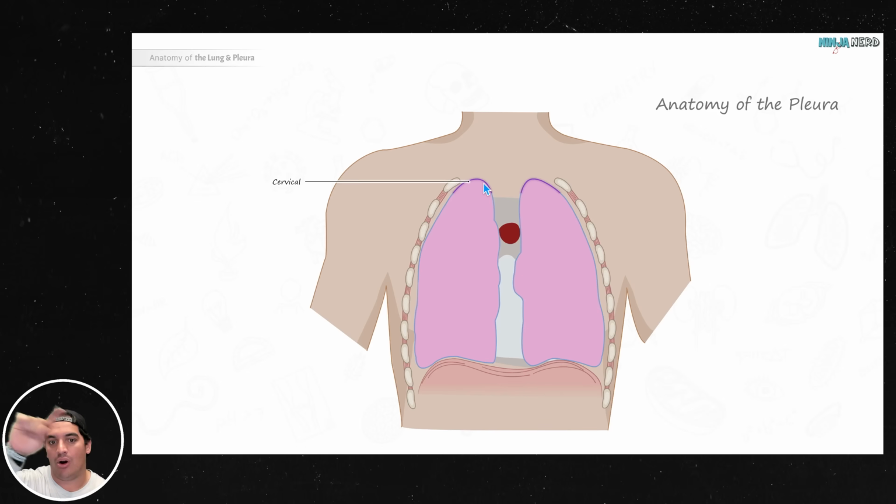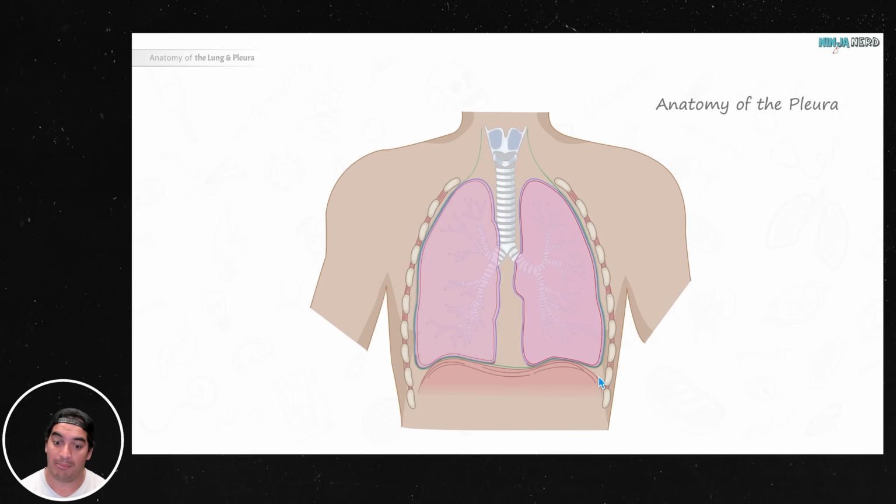And on the top part of the lung, you have the cervical pleura. Then you have the costal. It's pretty easy to understand why. It's by the ribs. You have the mediastinal pleura. And then guess what? The diaphragmatic pleura. The next thing here is there's 2 different components of the pleura.